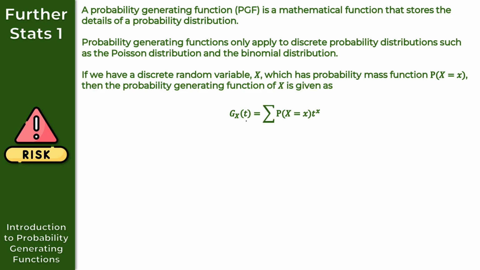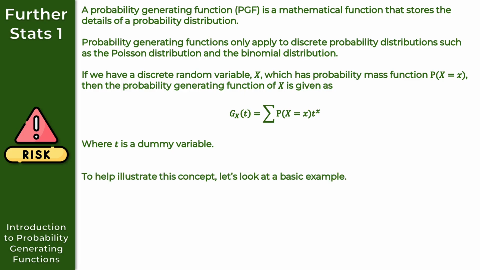And then the t here just represents a dummy variable. So this is the probability generating function for x in terms of t, where the t is just a dummy variable. So it doesn't actually represent anything, we just use it to represent our polynomial, okay? Now this is equal to the summation of the probability of our discrete random variable x being equal to some value x, and then we times that by t to the power of x, where again this t is just a dummy variable.